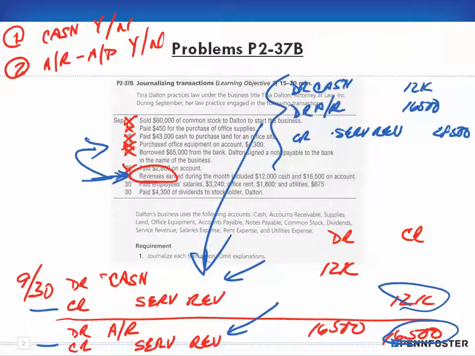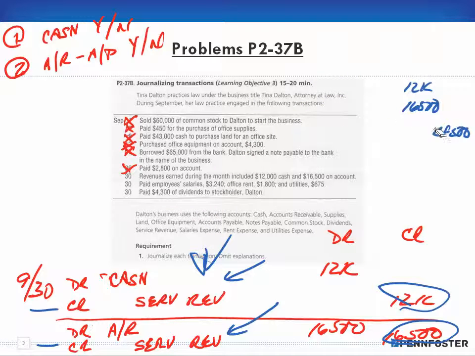In other words, if I was, let's say up here I had another service revenue transaction, and maybe it was dated, let's say 9/7. Just because this one is identical to this one doesn't mean I can combine these together. No, they're totally separate transactions. You can only combine to make one journal entry when you're dealing with the same exact transaction.